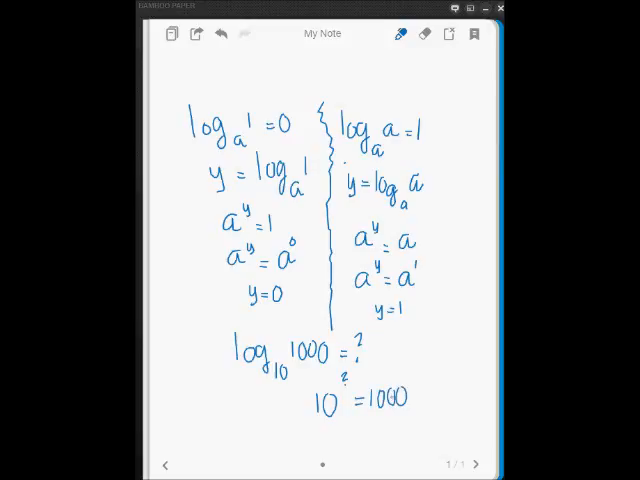It's not 2, because 10 squared would be only 100. So it would be 3, because 1,000 is 10 cubed. So this is what a log is. It's just a question. Okay? We're good? So I'm going to clear it.